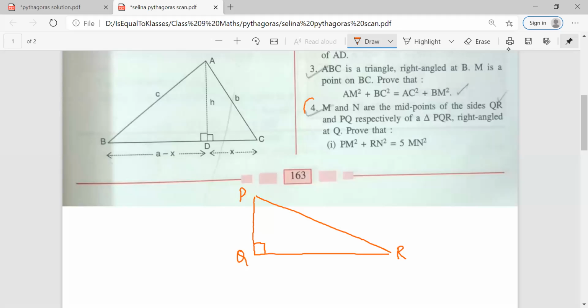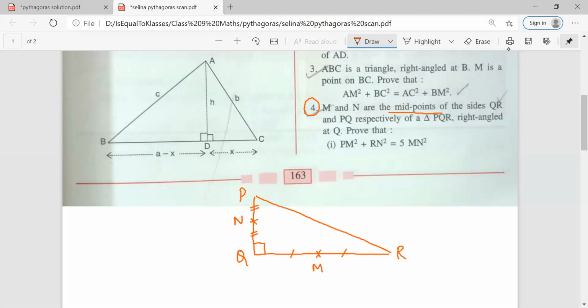Let's look at question number 4. M and N are midpoints. So they have given M and N to be midpoints of the sides QR and PQ. So this would be M, and this is a midpoint, so this side would be equal to this side. This would be another midpoint, and this midpoint is N, and therefore this and this would be equal. Any doubt, Mr. Rudra? No, sir.